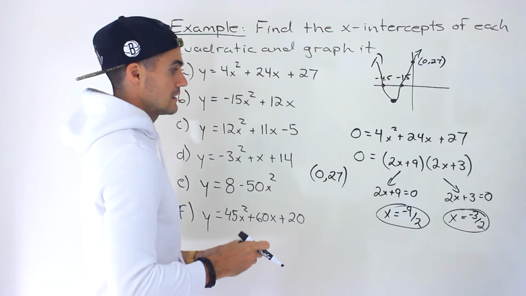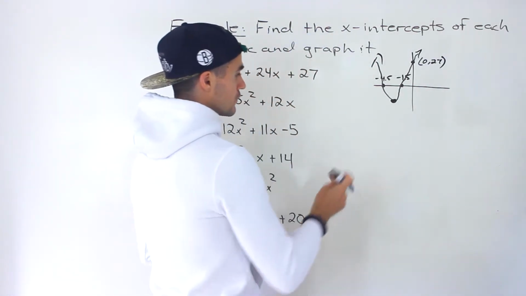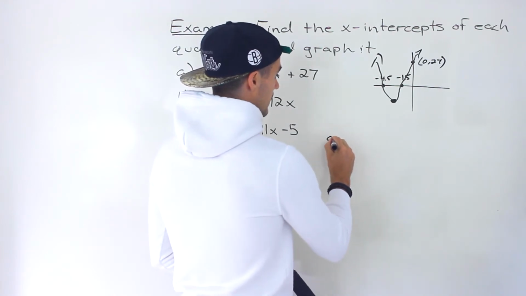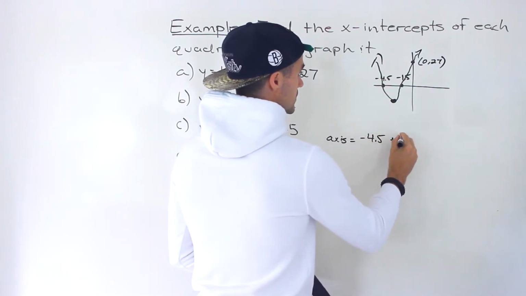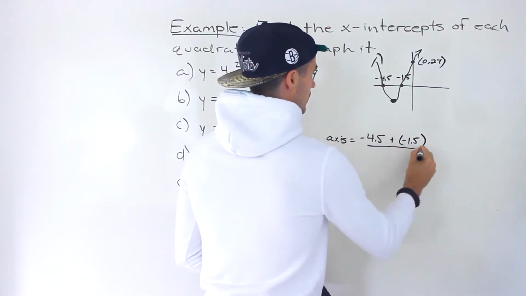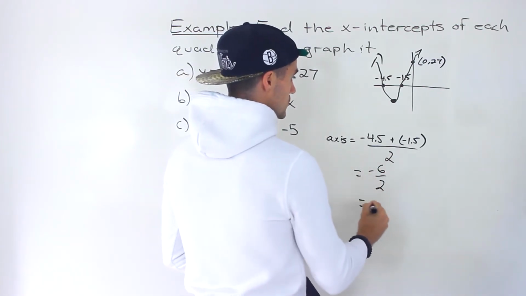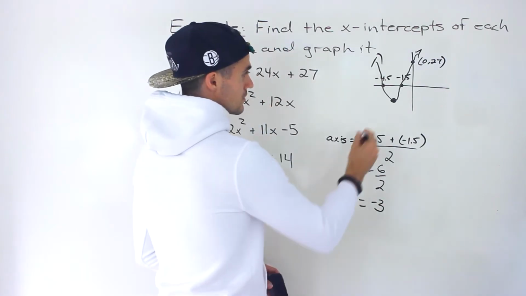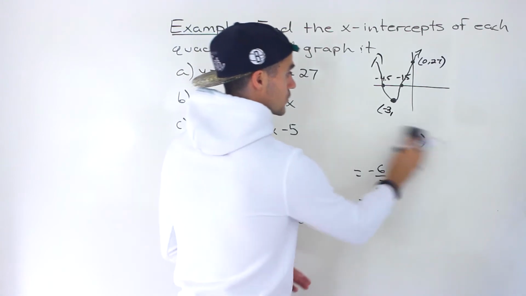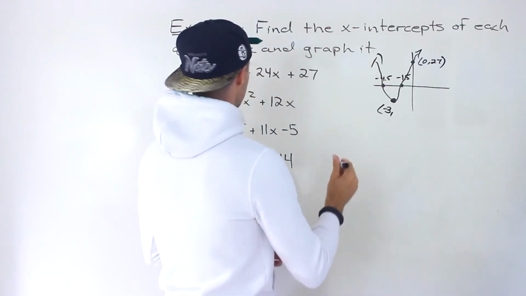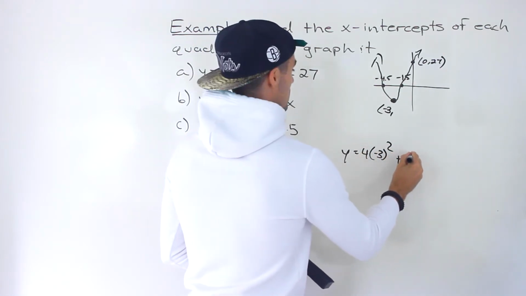Now, if you want to find the actual value of the vertex, well, we could find the axis. So we would do negative 4.5 plus negative 1.5. We're going to divide that by 2, which would be negative 6 over 2, which would give us negative 3. So this vertex here, it's going to have an x value of -3. If you want to get the corresponding y value of the vertex, you could take that -3 and plug it into the quadratic.